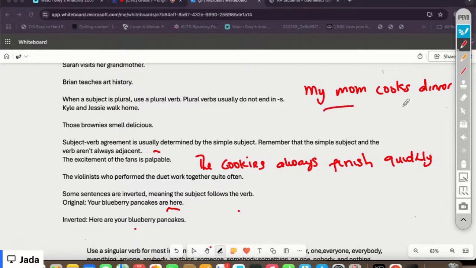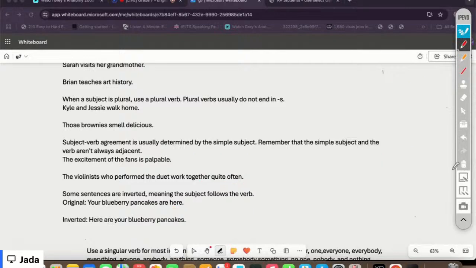So we have, my mom cooks dinner. My mom, which is the subject, is a singular subject. Cooks is a singular verb. So my mom cooks dinner. You can see that the verb ends with s. Then in this one we have, the cookies, which is plural, always finish quickly. So finish, which is the verb, does not have es or ies. So moving on.